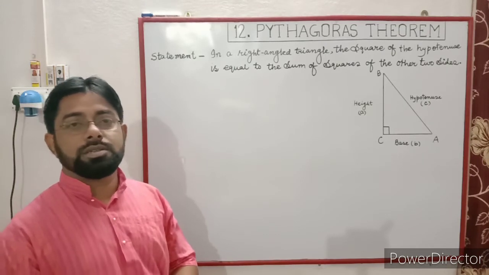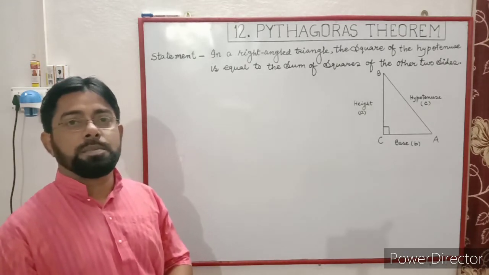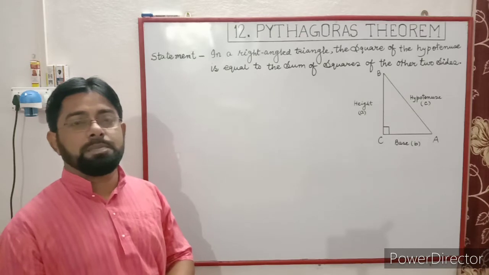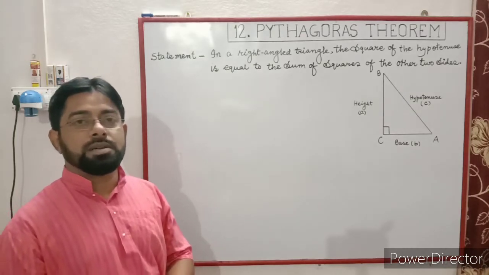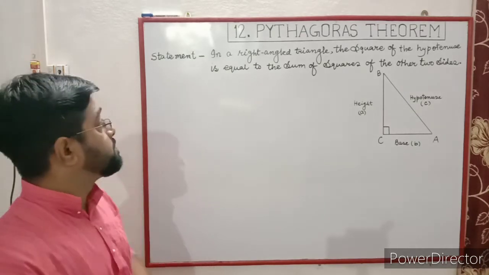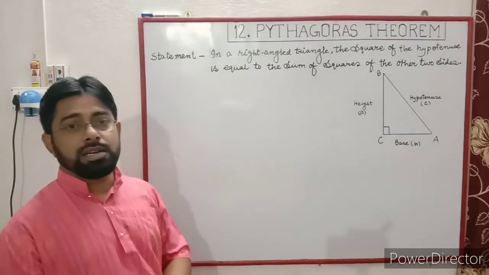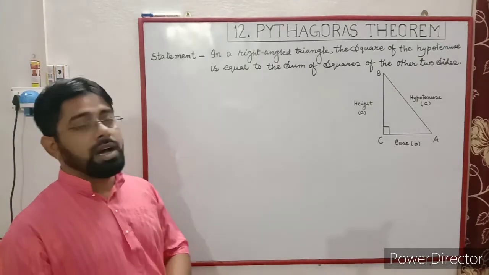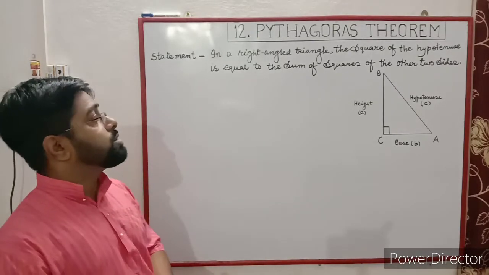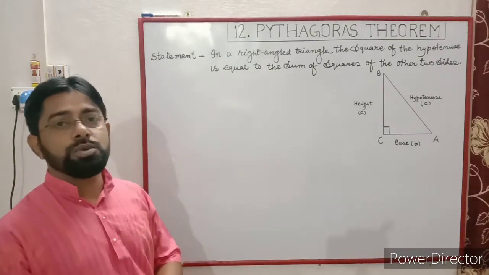Hello my dear students, today we are going to discuss Pythagoras theorem and its applications from chapter number 12. Let's see. The statement of Pythagoras is: in a right angle triangle, the square of the hypotenuse is equal to the sum of squares of other two sides.